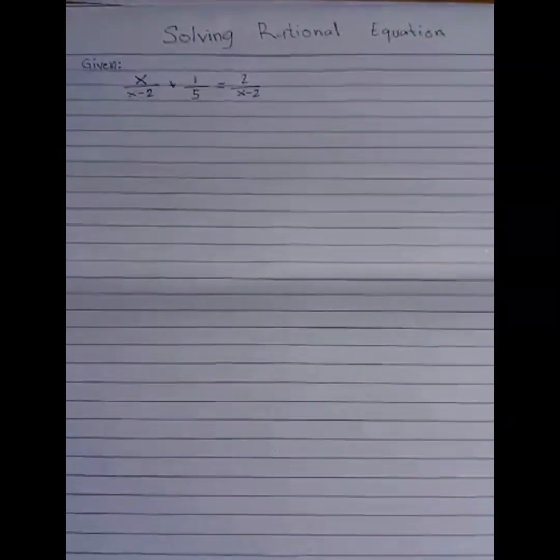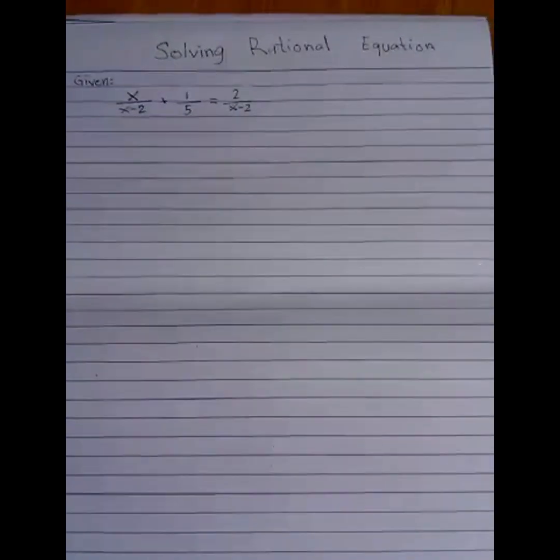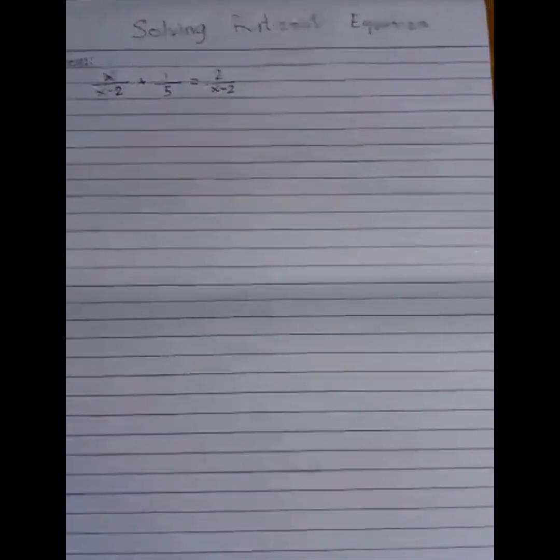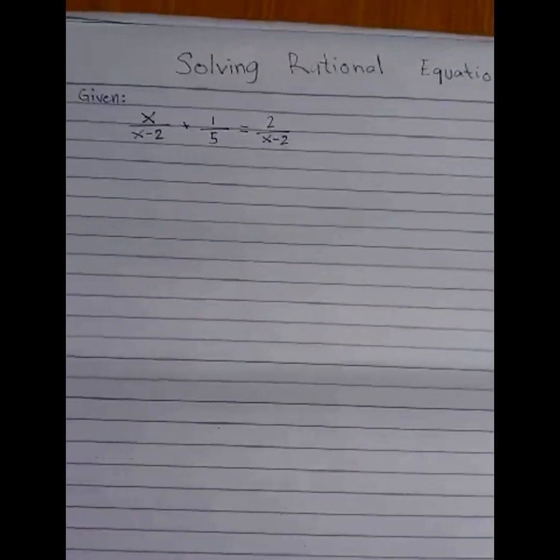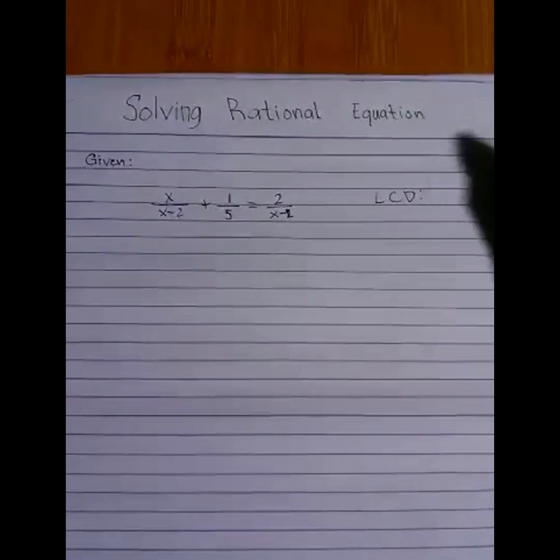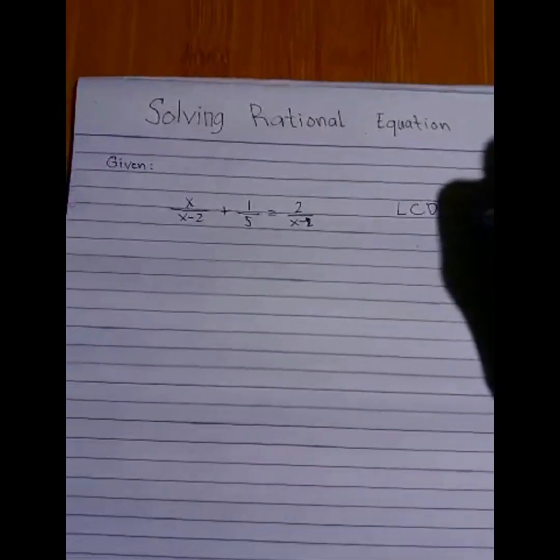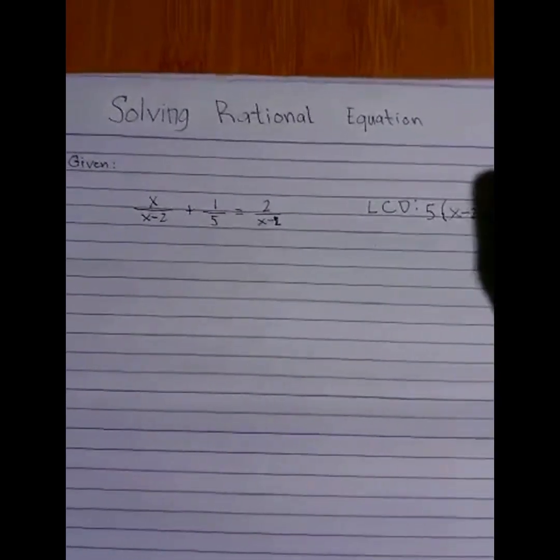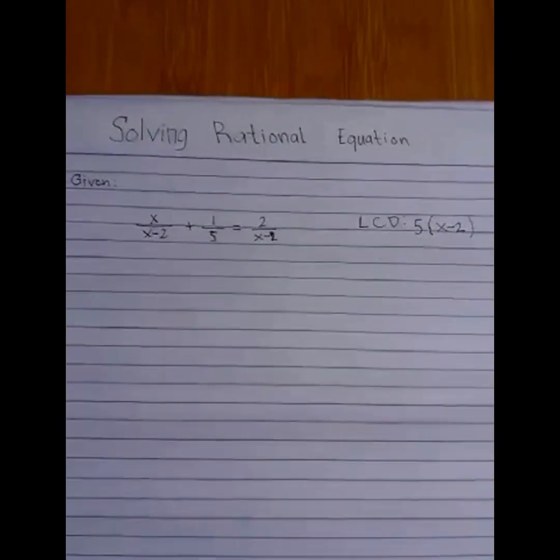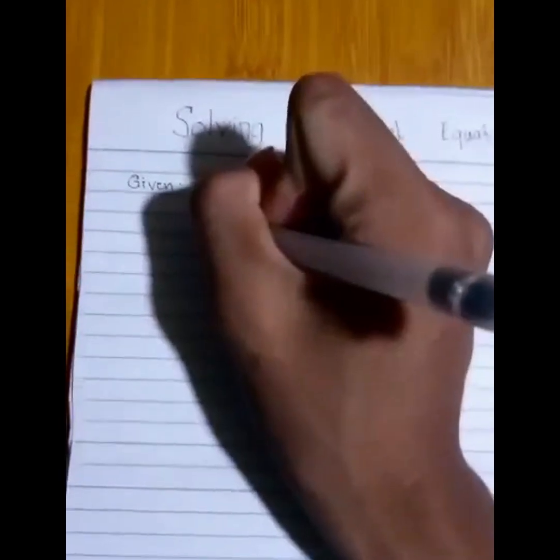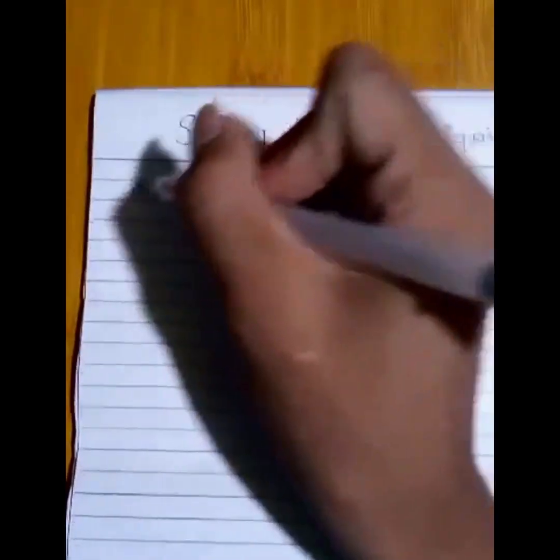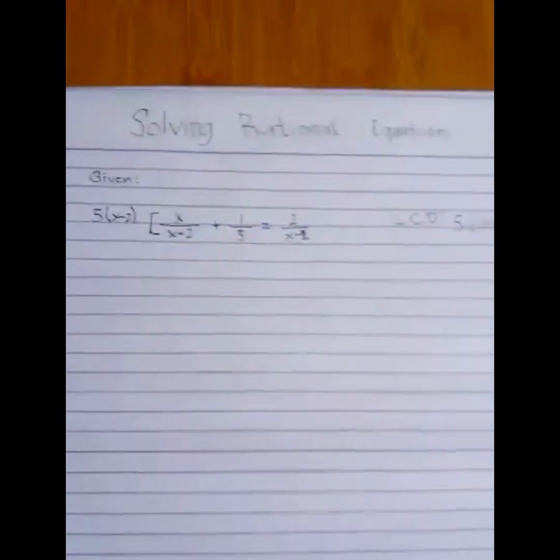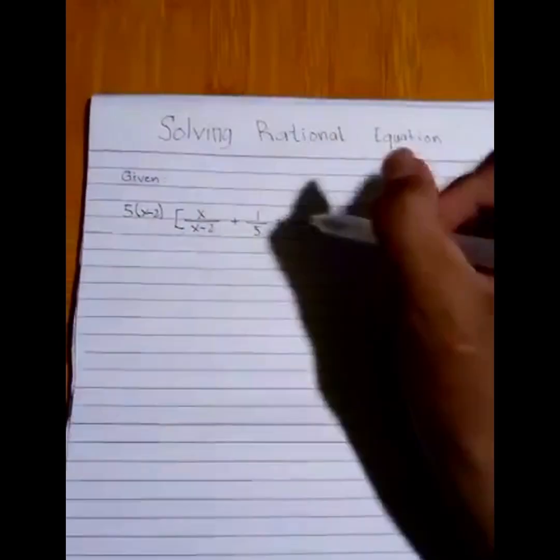So our given is x over x minus 2 plus 1 over 5 equals 2 over x minus 2. So what is the LCD? We have x minus 2, which we take out, and only 5 remains. Our LCD is 5 times x minus 2, meaning this entire expression will be multiplied to the given rational equation. Let's multiply this by 5 times x minus 2, and the other part by 5 times x minus 2.